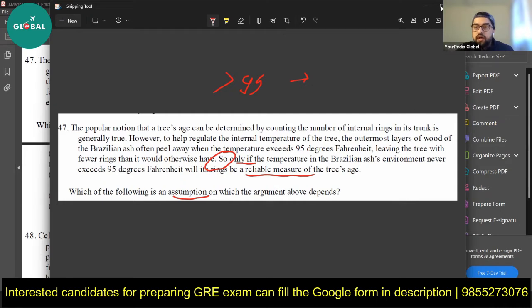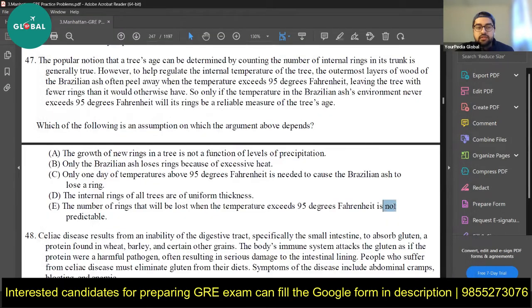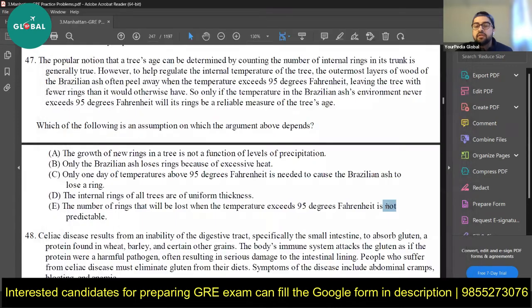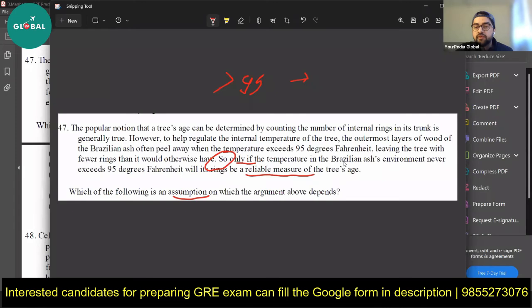So if I remove this "not" word from this option, I am saying it is predictable if the temperature is exceeding 95 degrees Fahrenheit. So this conclusion is very weak, and then this whole argument is wrong. If I'm saying it is not predictable, then this conclusion is very strong. This conclusion is correct in that way. So you always have to find the option on which this conclusion is either strong or weak.